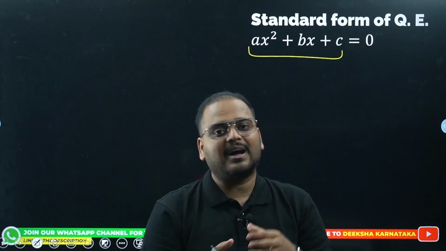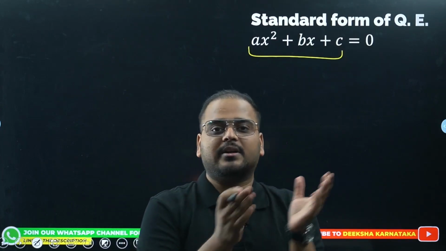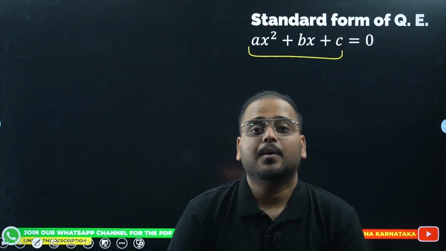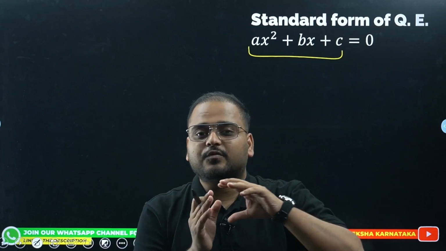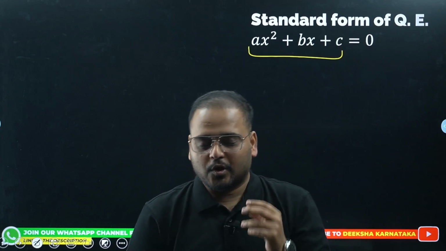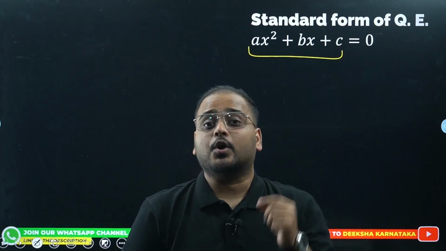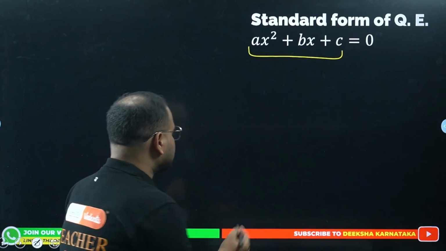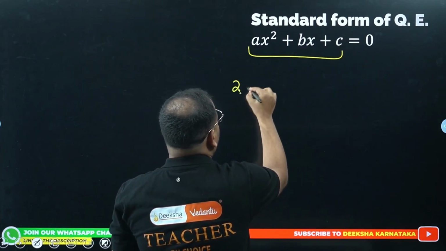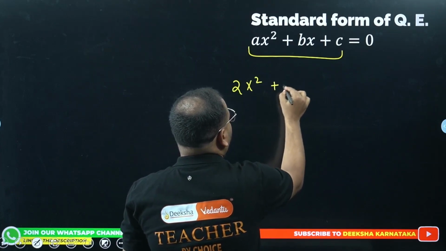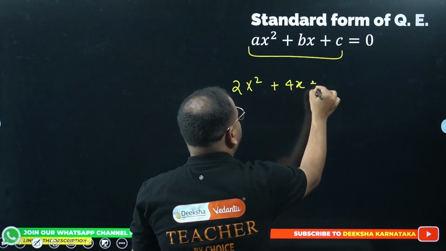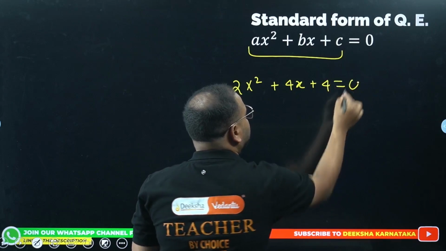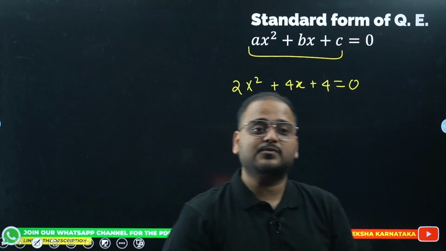Okay, how to find that, what are the methods to do it, we'll learn it in upcoming slides in the session today. But right now let's understand, instead of calling it zeros of the polynomial, we'll call it solutions or roots of the quadratic equation. So if I have to take some examples, 2x square plus 4x plus 4 equals to 0.